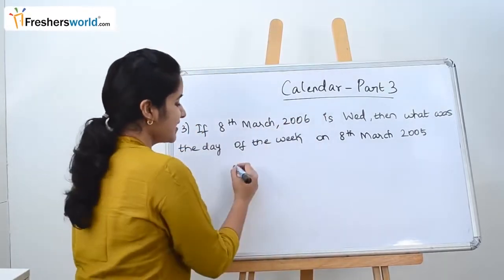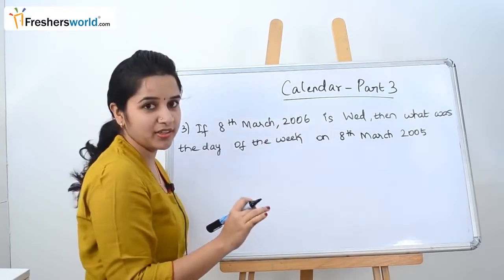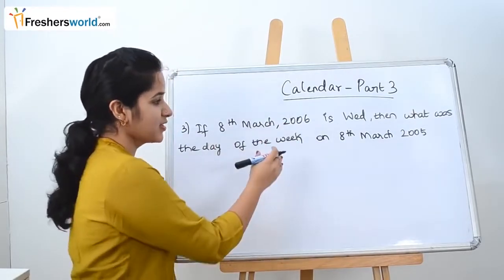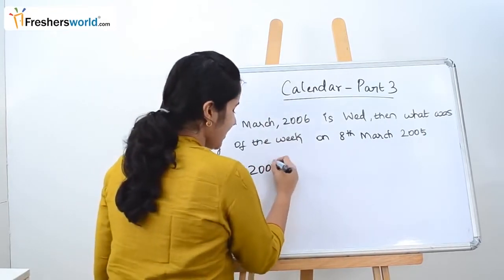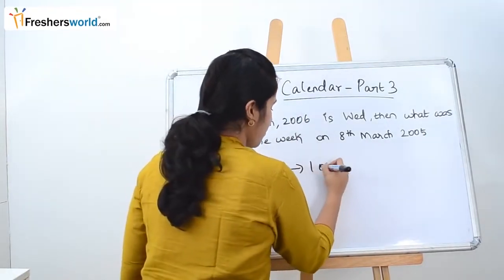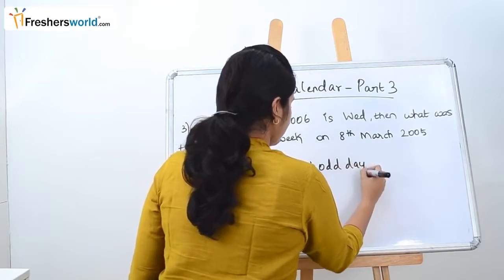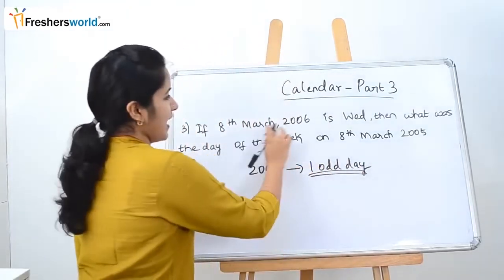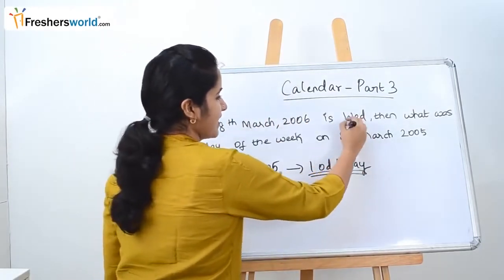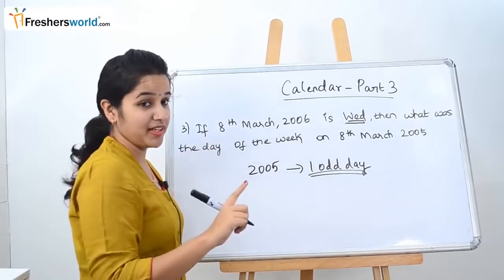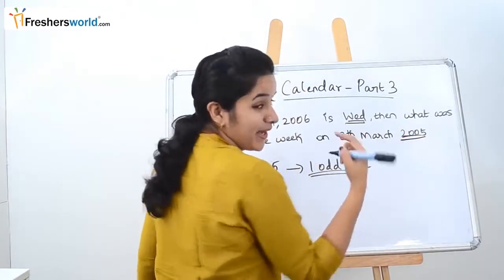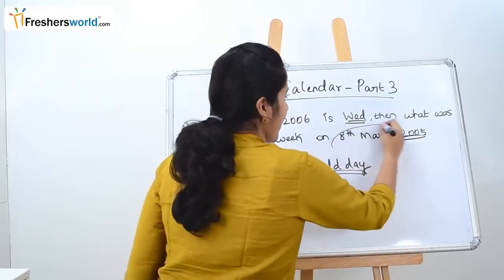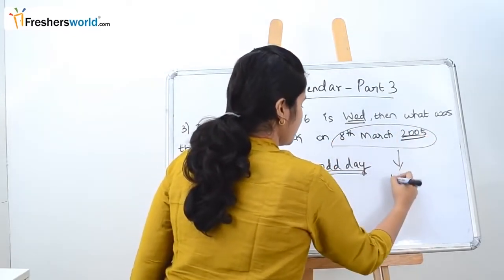In 2006, we don't have to consider the odd day because we have crossed February there. So we have to consider the odd day of only 2005. We know that 2005 is not a leap year, so there's only one odd day. As 2006 is a Wednesday, you subtract one day to get 2005. Wednesday minus 1 is Tuesday. So 8th March 2005 falls on a Tuesday.